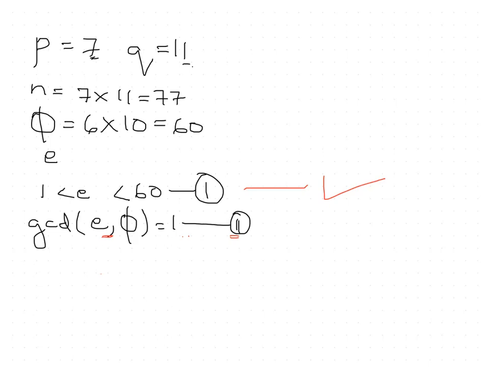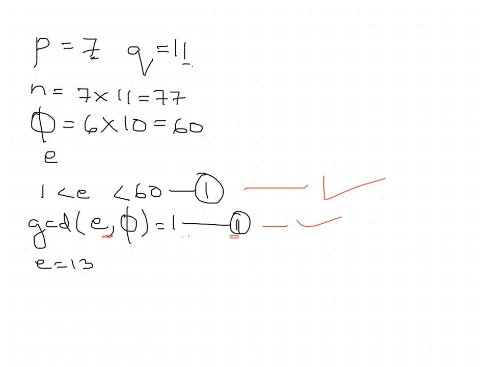So now I'm choosing based on these two criteria. I'm choosing e to be equivalent to 13. You can choose any other number as well, but I'm choosing 13. So if I choose 13, the GCD between 13 and 60 is going to be 1 because 13 won't be dividing 60, right? So now once you choose e, you need to calculate d.